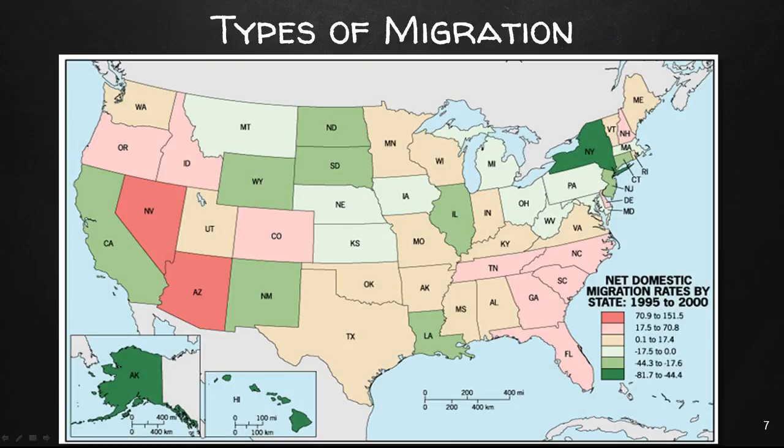So this map illustrates internal migration of the United States. For example, areas of bright red indicate a large net gain in migration, while dark green indicates a large net loss in migration. So this map is from 1995 to 2000, which explains the large increase in migration to Nevada. During that time, there was a huge housing boom, and the housing market was going crazy in Nevada. Lots and lots of people were moving there, particularly from California.